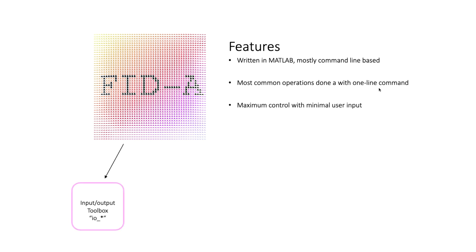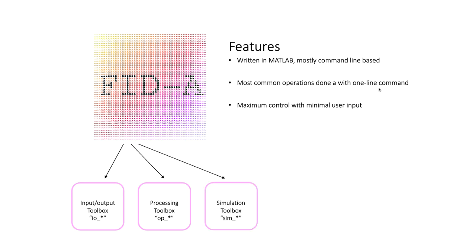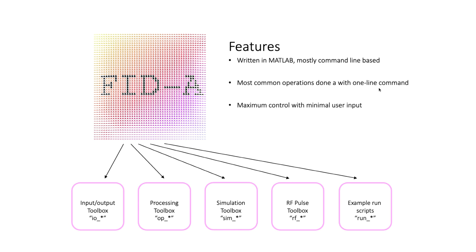The input-output toolbox for reading and writing MRS data to and from different file types. The processing toolbox for data processing. The simulation toolbox for simulation of MRS experiments. The RF pulse toolbox for RF pulse design and analysis. And the example run scripts, which are collections of functions from other toolboxes but organized into useful pipelines.